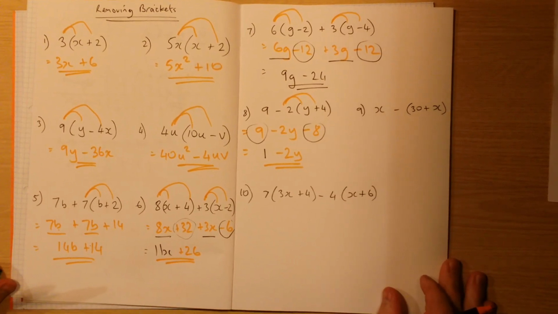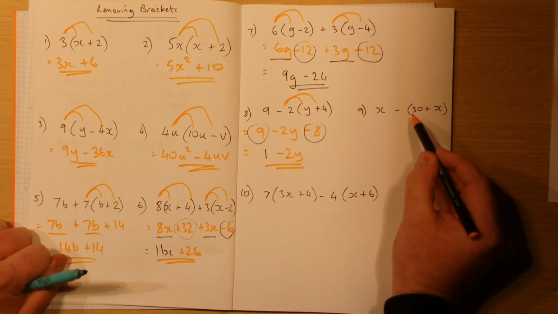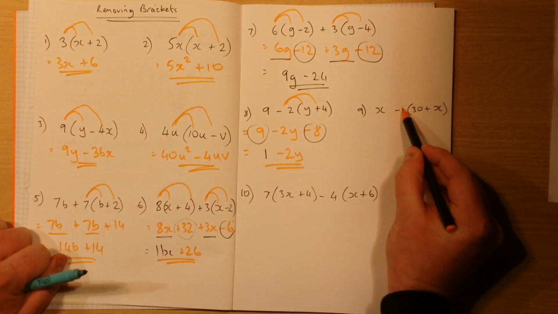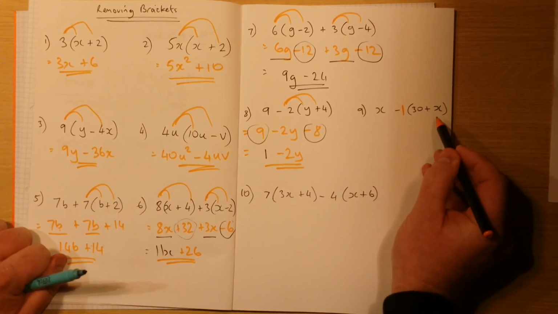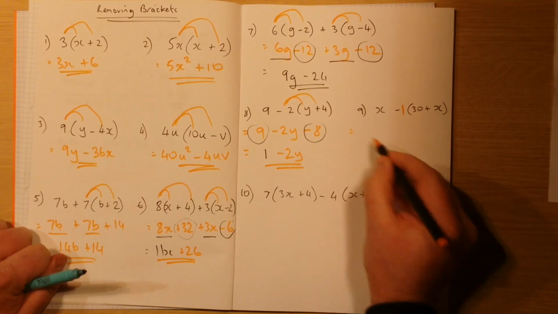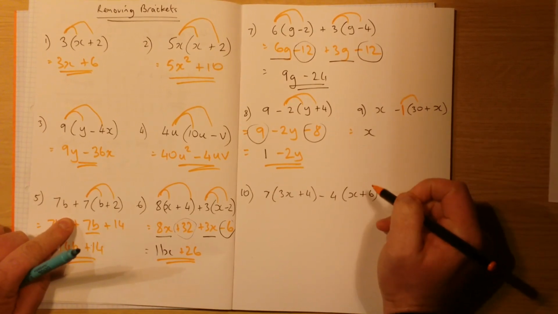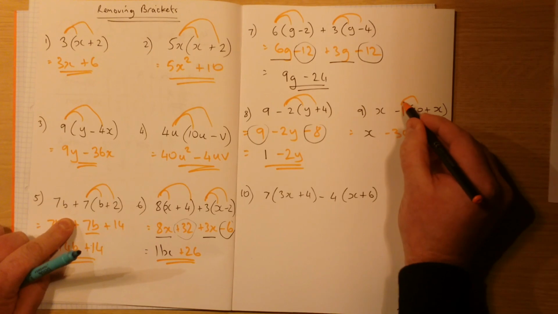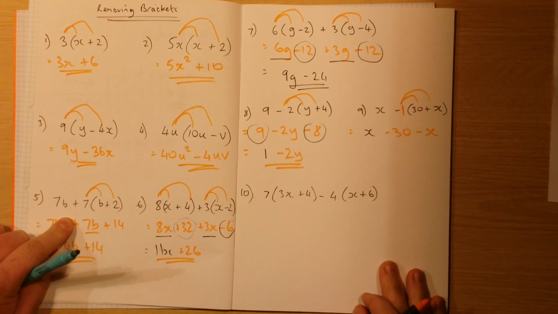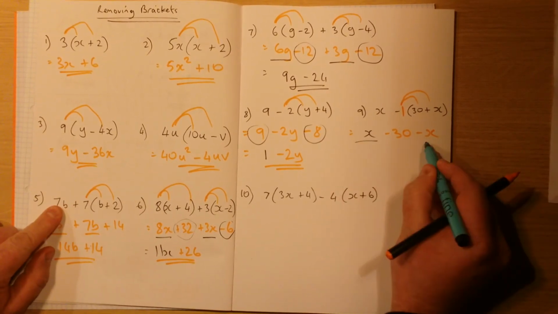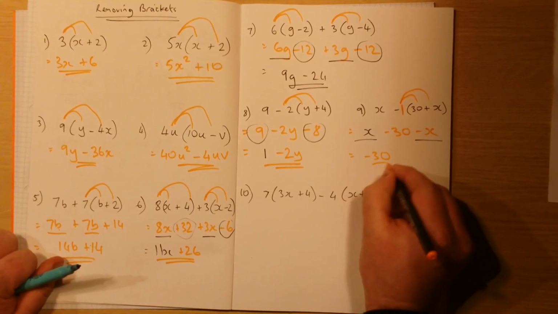Question number 9. You'll see here I've got x minus and then the bracket. Now, some people get confused by this because they forget that there's an imaginary 1 in there. If I've got minus a bracket, I'm actually multiplying out the bracket by minus 1. So what I still have is my original x. I've got minus 1 times 30 gives me minus 30. And minus 1 times x gives me minus x. Now I can tidy it up. You can see I've got a positive x and a negative x. That just gives me 0. And my final answer is going to be minus 30.